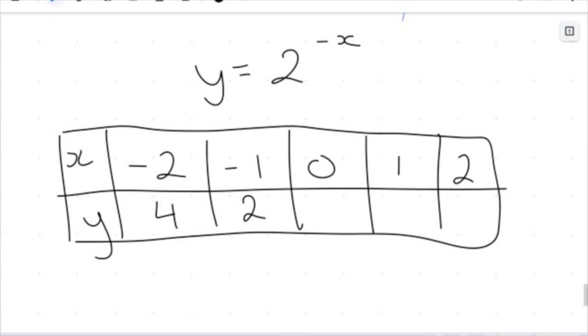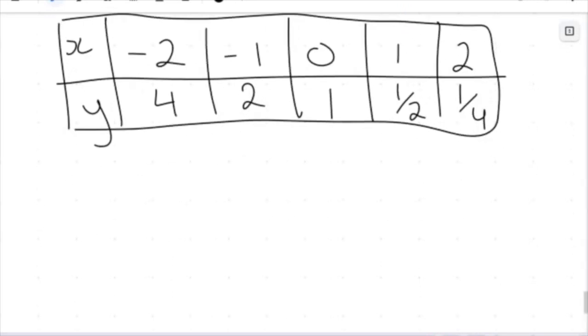2 to the power of negative 0, well, whether I have negative or positive 0, that's just still going to be 0. It's just nothing. Anything to the power of 0 gives me 1. And now over here, this is where we have to be careful with the signs. 2 to the power of negative, putting 1 in place of the x here, just gives me 2 to the power of negative 1. And from previous examples, we saw that was a half. And finally, 2 to the power of negative 2, with this 2 in place of the x, gives me 1 over 4.